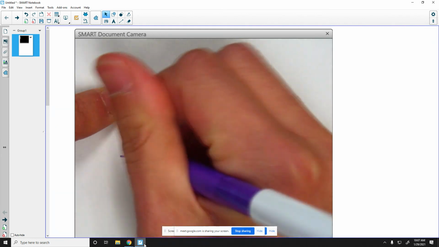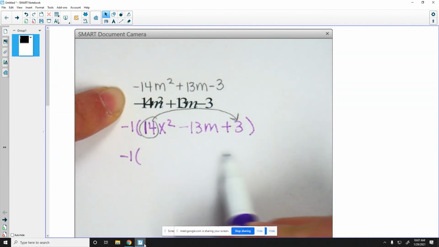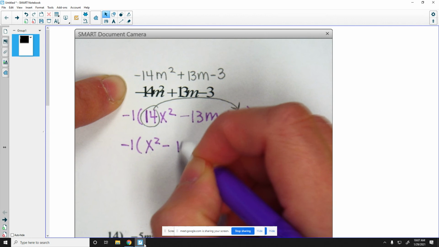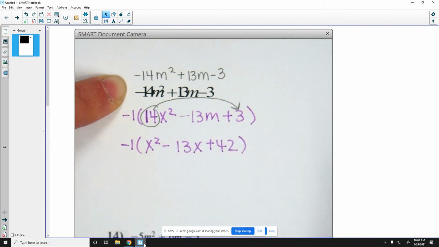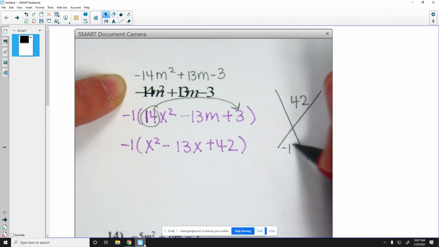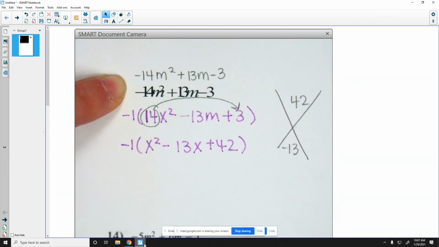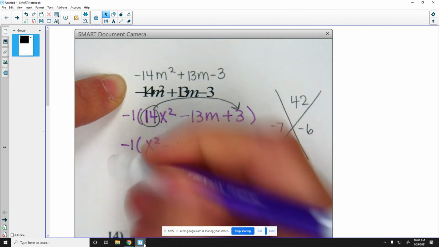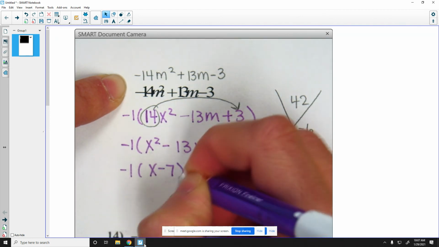So I have -1. Okay, so let's do magic numbers. Cameron, what am I left with? Negative parentheses m squared subtract 13m plus 42. Good job. Okay, Luis, what do I do now? Big X. So I have 42 and -13. -7, -6. Thank you. -7, -6. So -1, x minus 7, x minus 6.